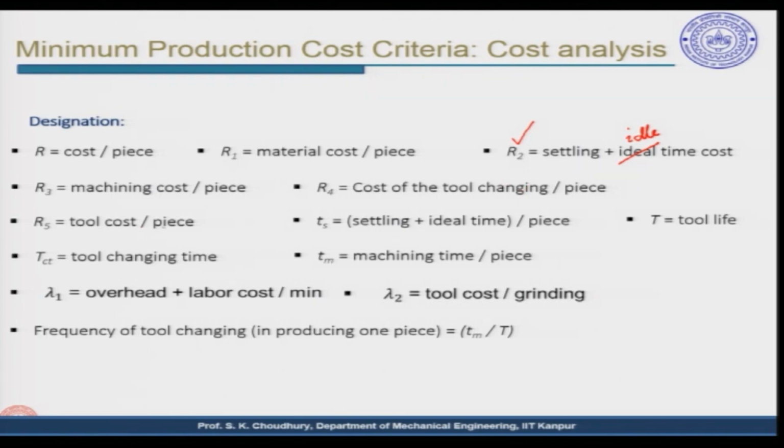R5 is the tool cost per piece. Suppose a tool costs, let us say, 100 rupees. Now, with that tool you are machining, let us say, 2 pieces. So, the per piece tool cost will be 50 rupees. This is an example.